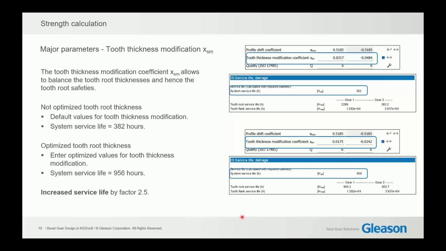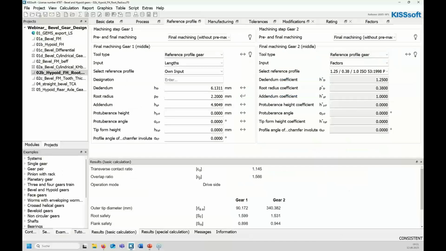A specific parameter for bevel gears is the tooth thickness modification coefficient. In the bevel gear, it is defined so that the tooth thickness modification can be changed individually per pinion or wheel. And we can see that this also affects the strength results. I will now go directly into the software.